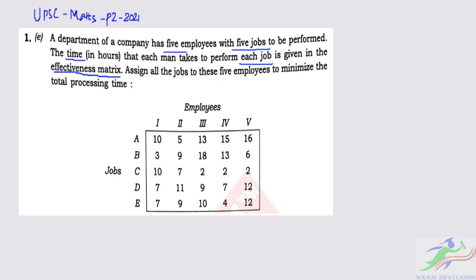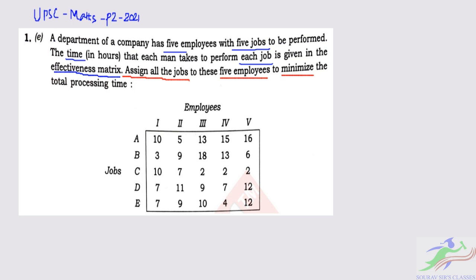So these are all the times given. Employee 1 takes 10 hours to do job A. The same job by employee 2 takes 5 hours, and so on and so forth. So the thing is that we have to assign all the jobs to these 5 employees to minimize the total processing time. Okay, so let's start with solving.